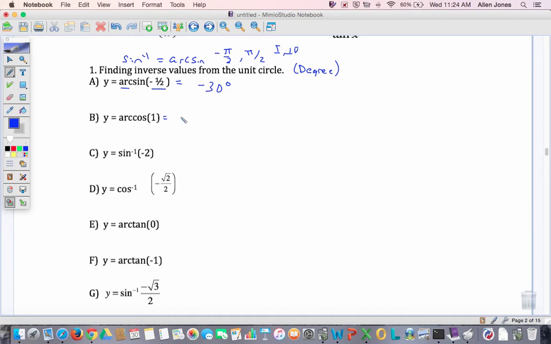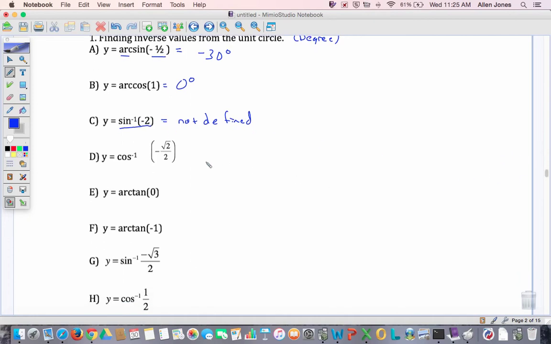Arc cosine of 1, if we go to arc cosine is where x equals 1, right there at the beginning, or at 0 degrees or 0 radians. Letter C, y equals the inverse sine of negative 2. If we recall our definitions of our sine function, it goes up to 1 and down to negative 1. So here that does not fall between there, so this is not defined or undefined. Inverse cosine of negative square root of 2 over 2. With cosine, we're looking at quadrants 1 and 2. So we go to quadrant 2, we find that at 135 degrees.